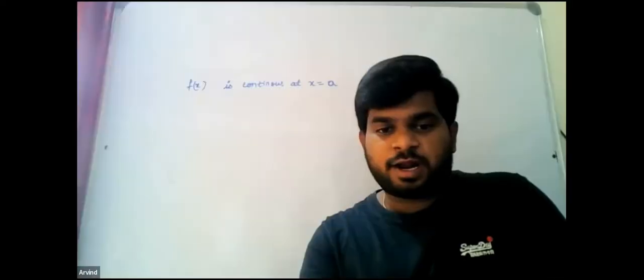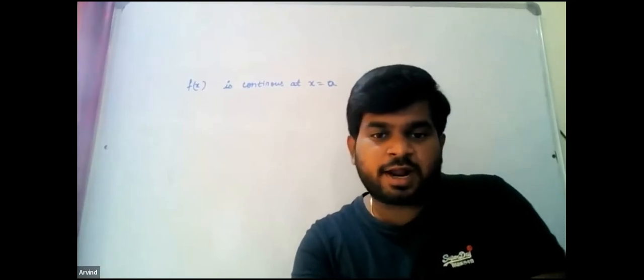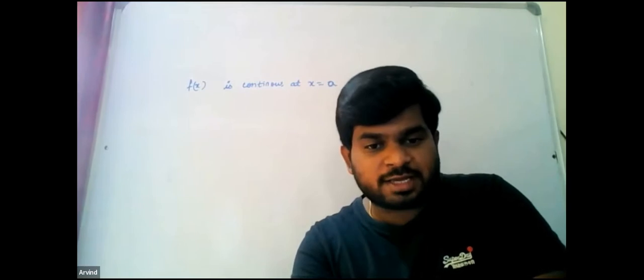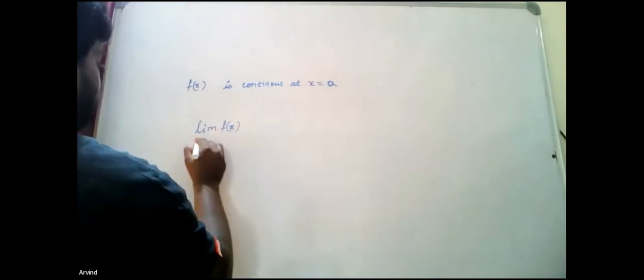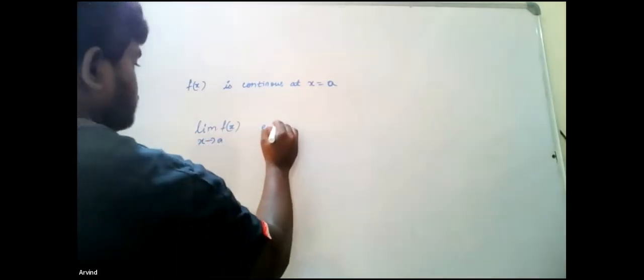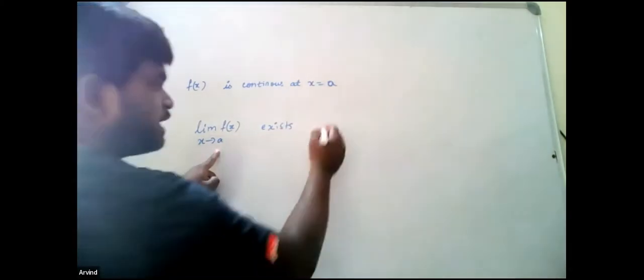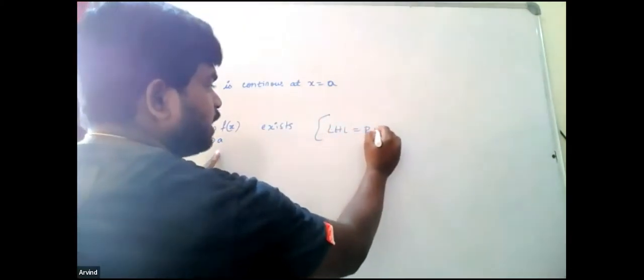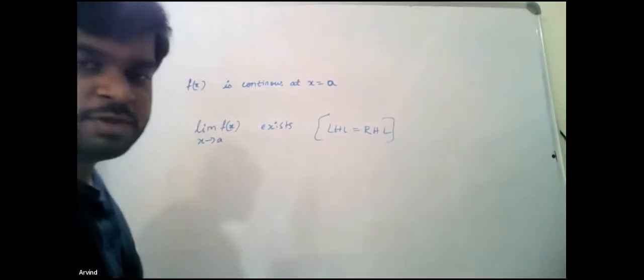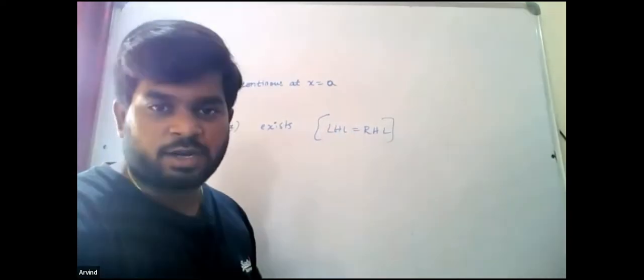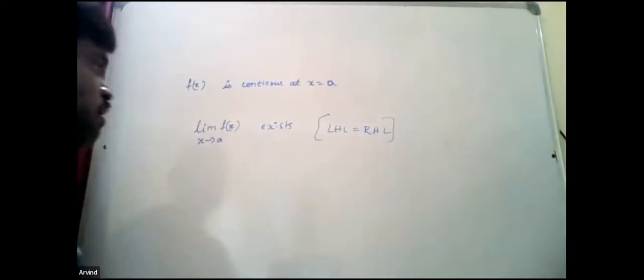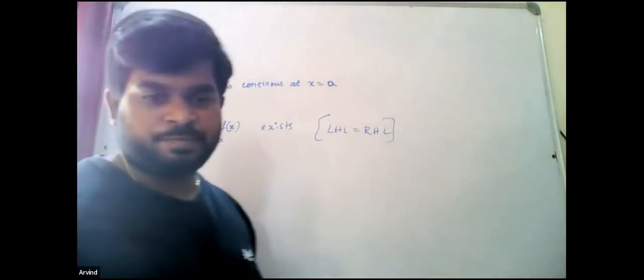The left hand limit should be equal to the right hand limit. Basically, the limit of the function should exist. The limit of f of x as x tends to a exists only when the left hand limit is equal to the right hand limit. Last class, when we were doing the limits chapter, we discussed this. The limit as x tends to a exists only when LHL is equal to RHL. So both LHL and RHL should be equal.